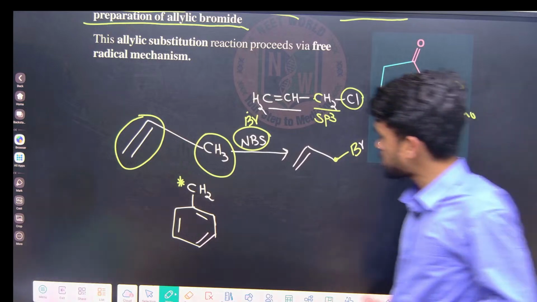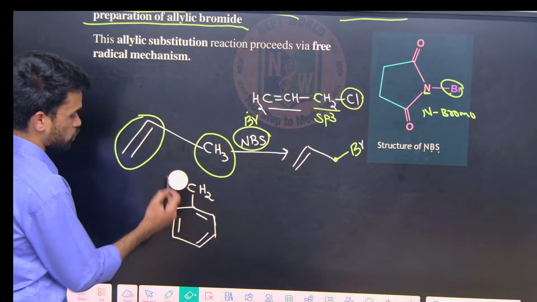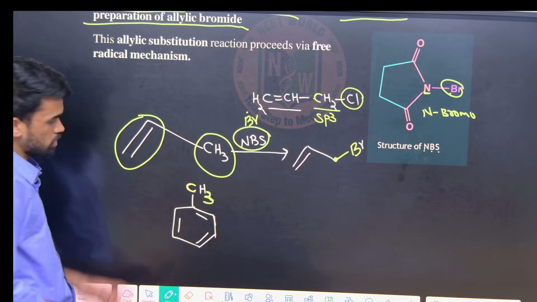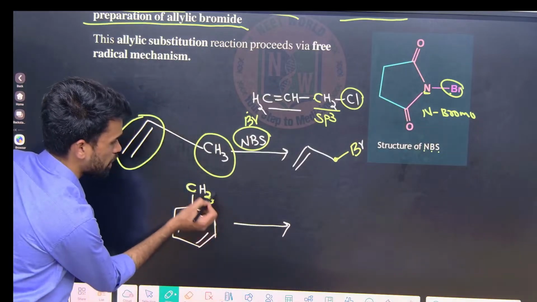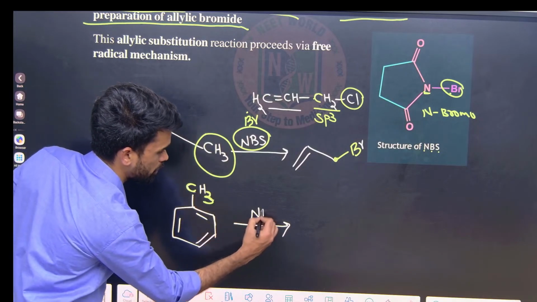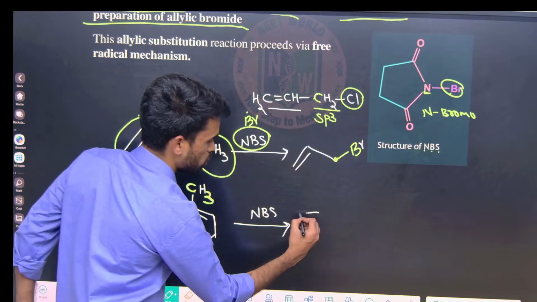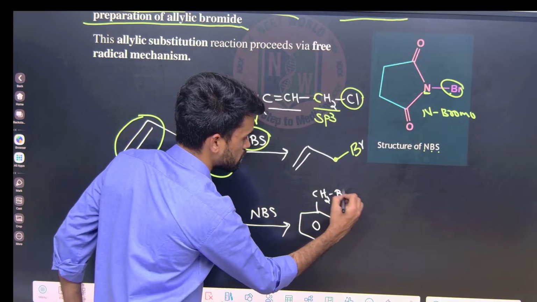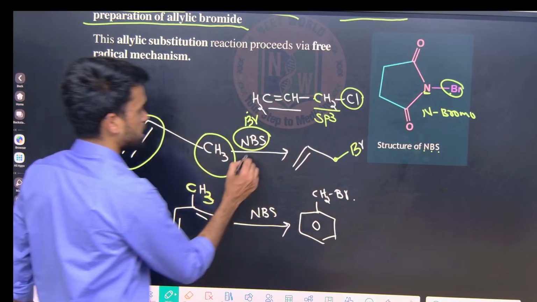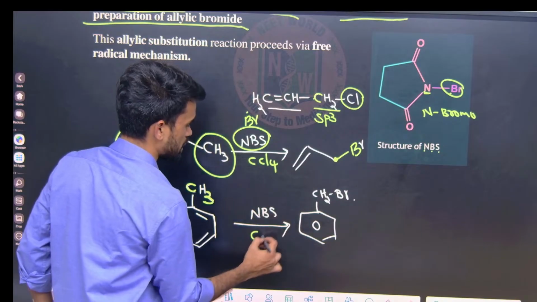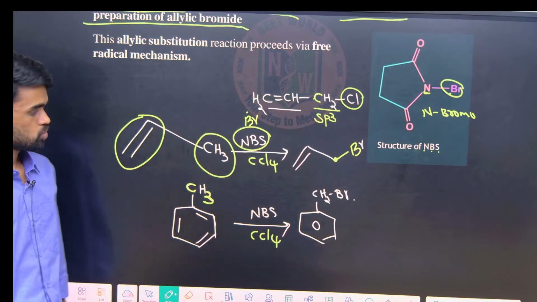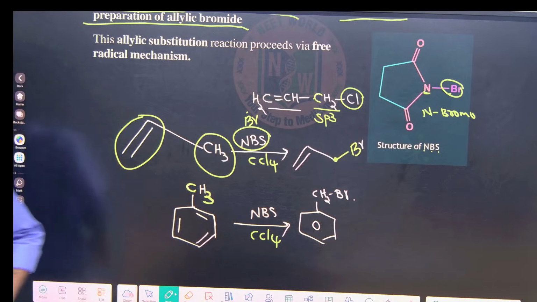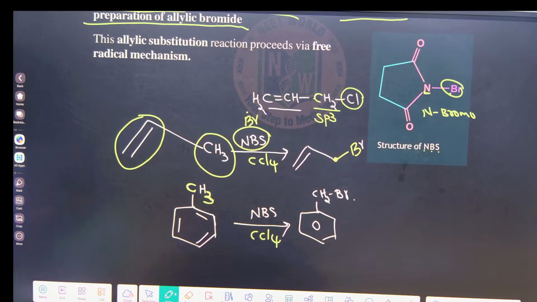So what I am saying? This position is called the benzylic position, right? So you can write it as CH3. On this position, one of the hydrogens is replaced by bromine whenever you are using NBS. So what is the product formed here? Benzylic bromide, CH2Br. That's it. Most generally it happens in non-polar solvents like CCl4. So benzylic bromination and allylic bromination take place with the help of NBS. This is what you need to remember.